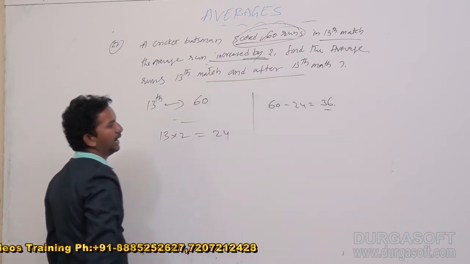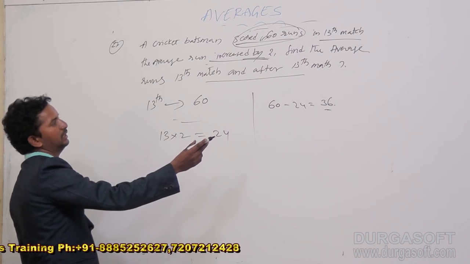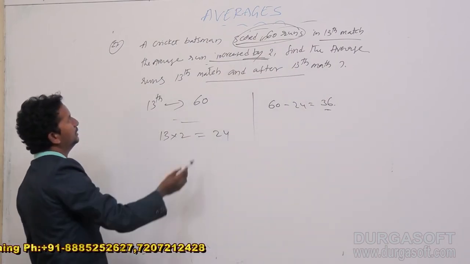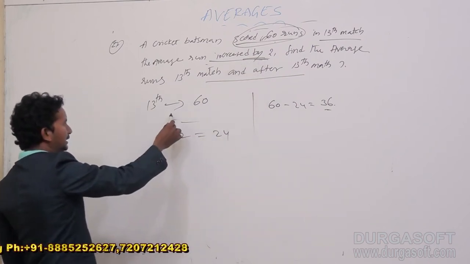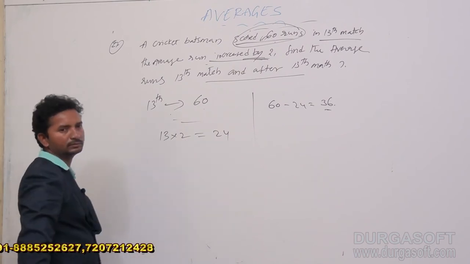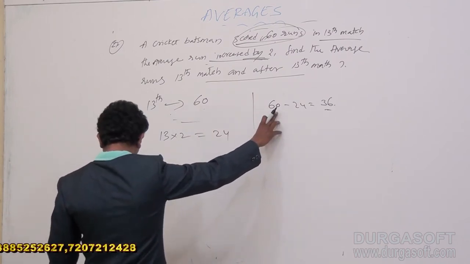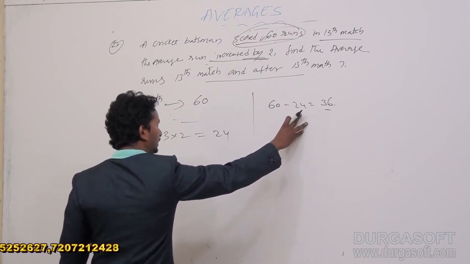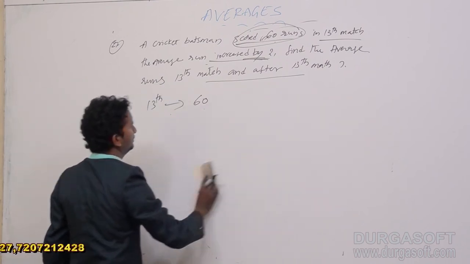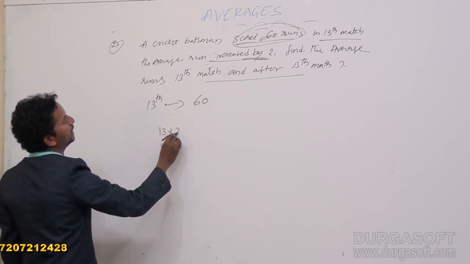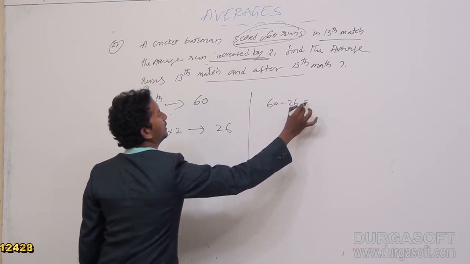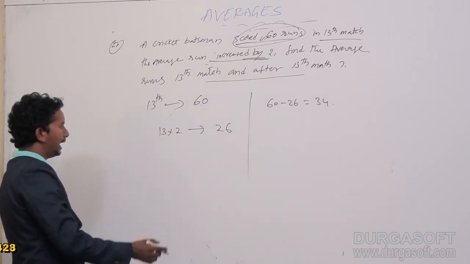After the 13th match, how many runs will increase? 36 runs. So a cricket batsman scores 60 runs in the 13th match, and the average runs increased by 2, which comes to 24 runs according to this. So it comes to 60 minus 36. Now again, in the 13th match the 2 runs increase: 13 times 2 is 26, sorry, so 60 minus 26 comes to 34 runs.